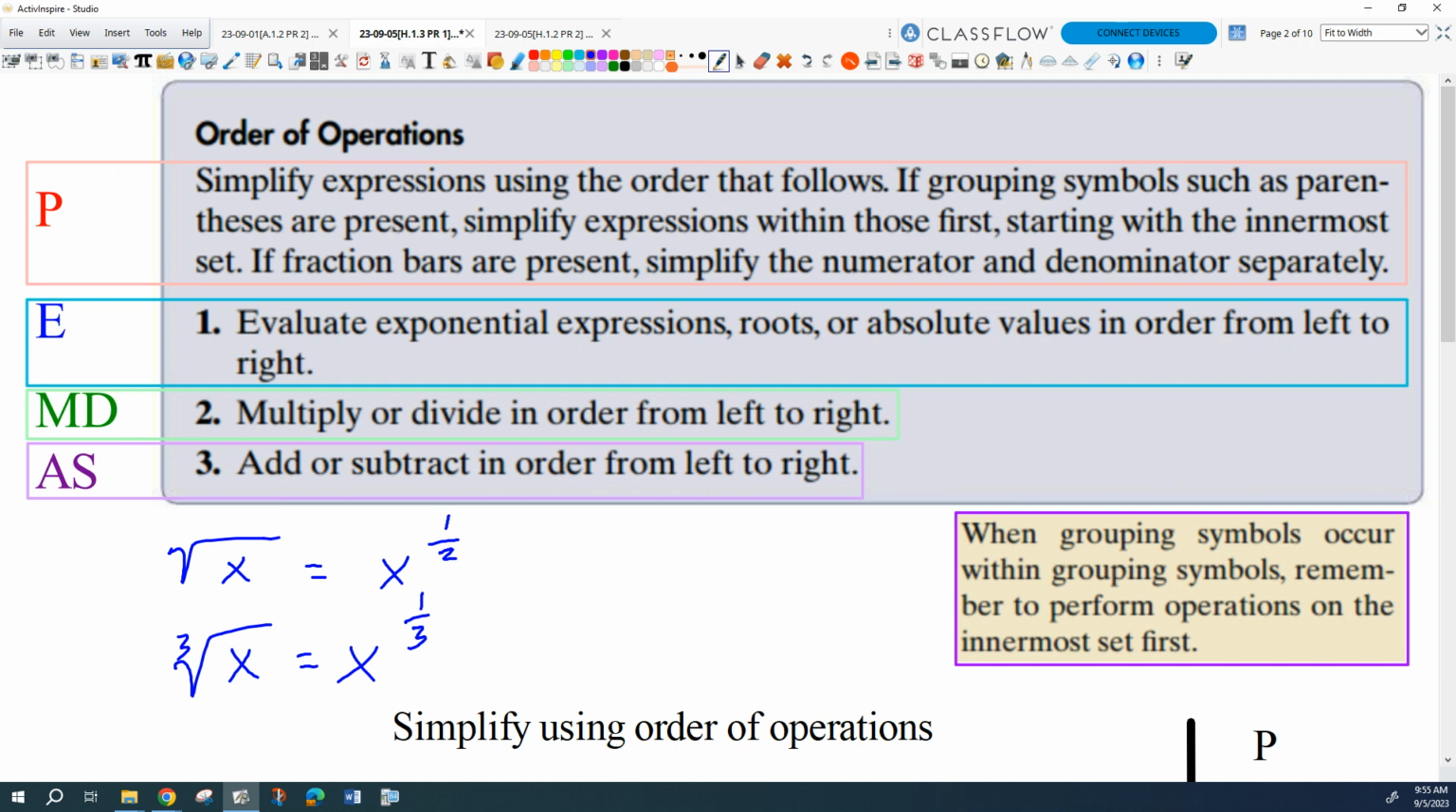And then M and D, multiply or divide. So does that mean multiplication always comes first? No. What's it mean? Left to right. They're on equal footing, right? They're equivalent. I just go from left to right. Whichever one of those I see first, I have to do. Same thing then with the bottom step in our ladder, which is addition and subtraction, left to right. Good, okay?